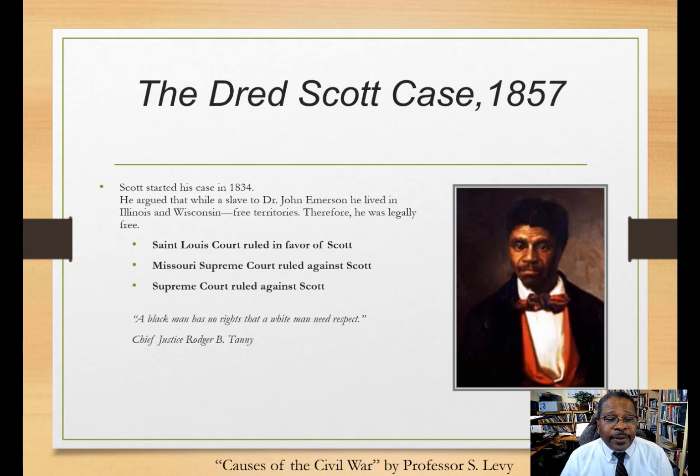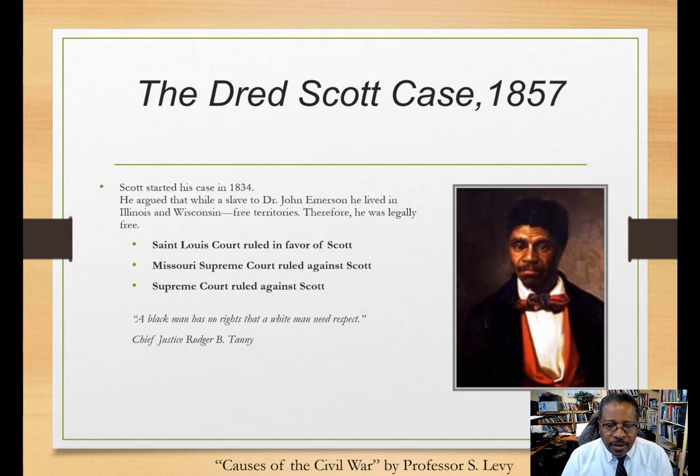So when he died and Dr. Emerson's wife tried to claim him as her property, he fought in court. And he filed a lawsuit in the St. Louis court and won. And the judge ruled in his favor. Then the family appealed to the Missouri Supreme Court, and they won. And the case went all the way to the United States Supreme Court. And in 1857, the court ruled against Dred Scott.